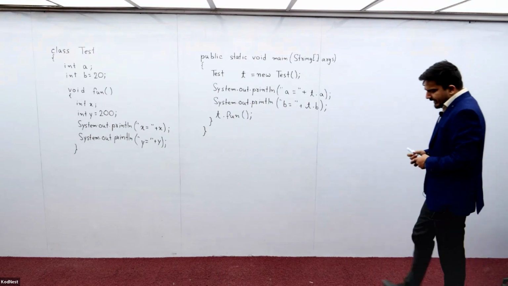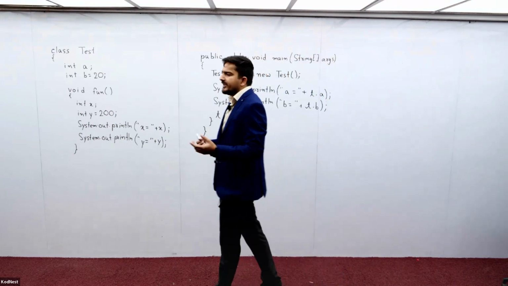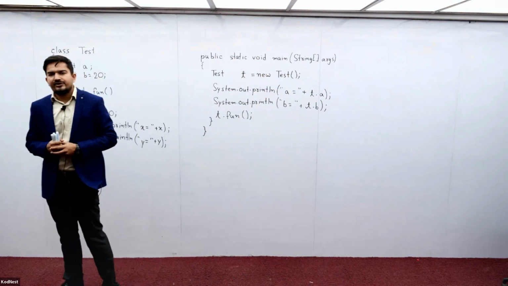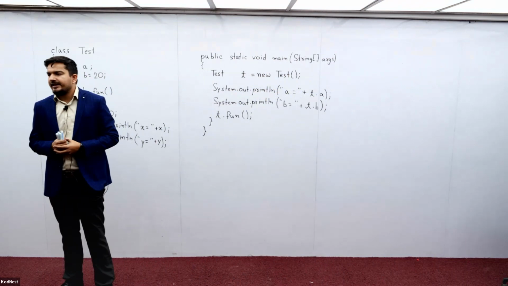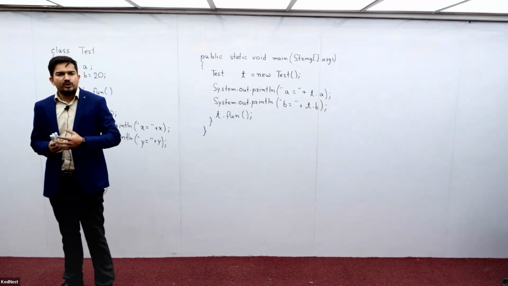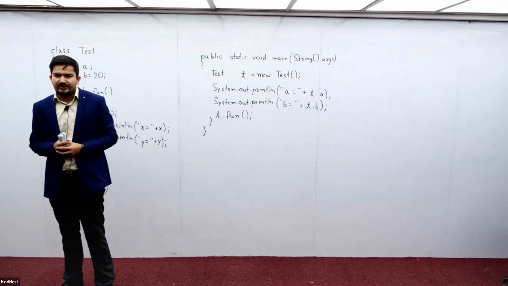Now, my friends, I have told you that the instance variables will be given some default values, but that is not the case with every variable in Java. Our local variables are not given any default values. It is mandatory that if you want to use a local variable, you must first initialize it or give it some value. You cannot use a local variable without giving it some value.